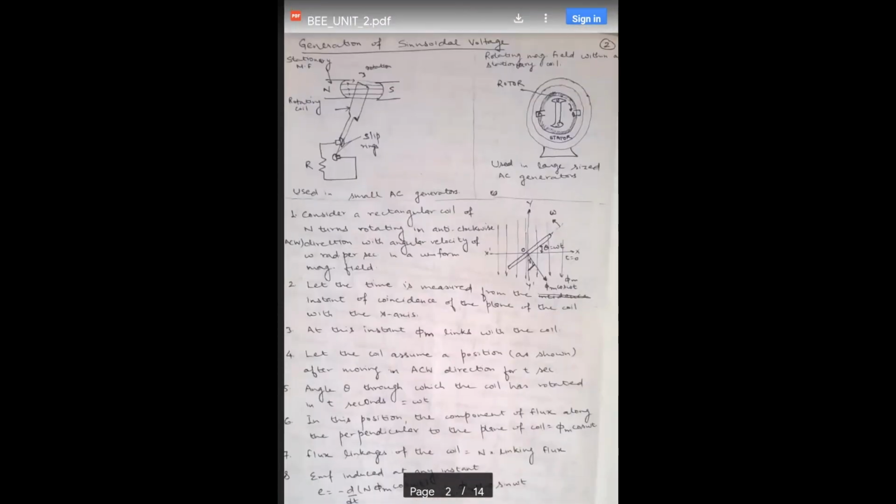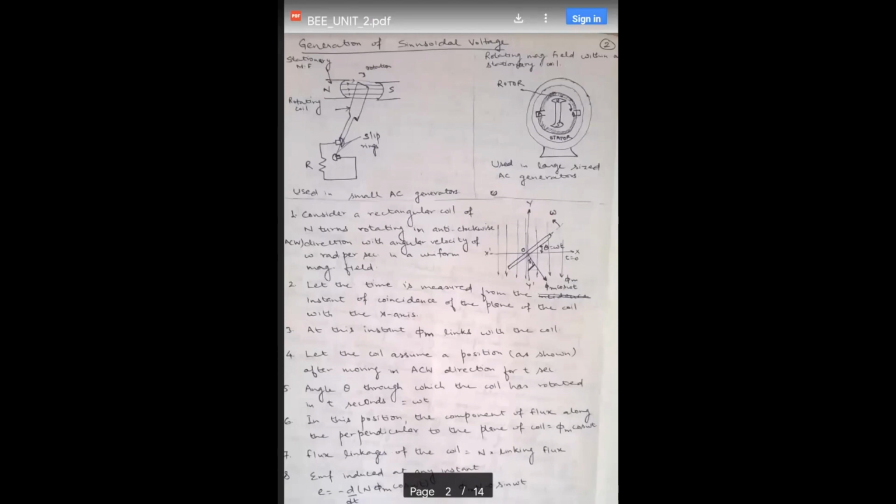So next topic is generation of sinusoidal voltage. How is this sinusoidal voltage or AC voltage generated? The principle behind it is that whenever there is a relative motion between the magnetic field and the electric field, the EMF is produced.